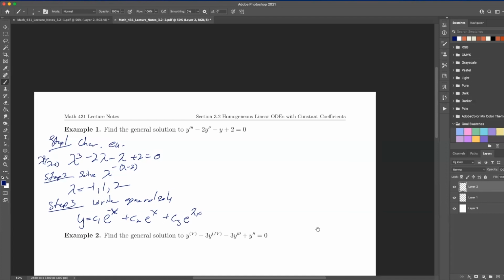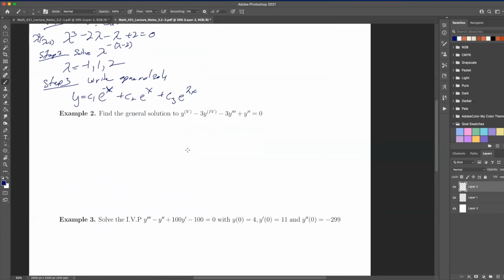All right, we're going to do the same steps again. We're going to do it for this one. All right, so step one. Write the characteristic equation. So here we'll have lambda to the 5th plus 3 minus 3 lambda to the 4th minus 3 lambda cubed plus lambda.